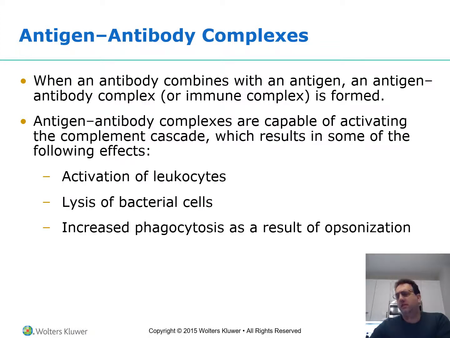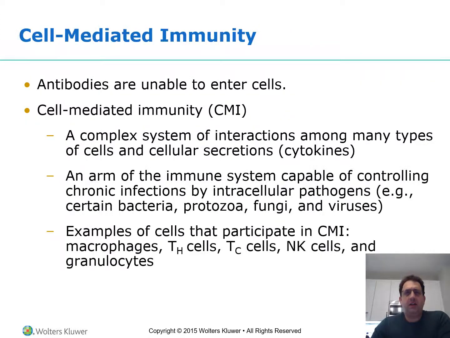Now, when an antibody attaches to an antigen, you now have an antigen-antibody complex. The antigen-antibody complexes actually will activate the complement cascade, and then that can activate leukocytes, that can help destroy bacterial cells, that can increase phagocytosis by opsonization. So, cell-mediated immunity: the antibodies can't enter the cells, but in cell-mediated immunity, basically you have this interaction with a whole bunch of cells and secretions of these cells.